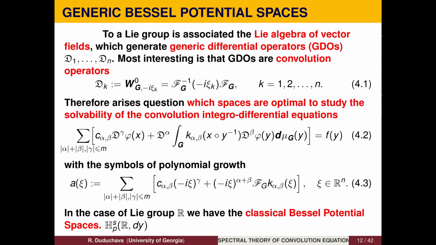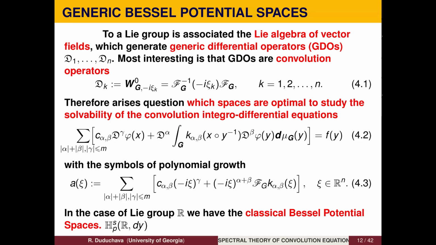To the Lie group is associated a Lie algebra of vector fields, as I mentioned already. We generate generic differential operators, GDOs, acronym in short. Generic differential operators are convolutions. It's written here, you see, with the symbol i xi k. Dk is the operator with symbol minus i xi k. And they are generic differential operators.